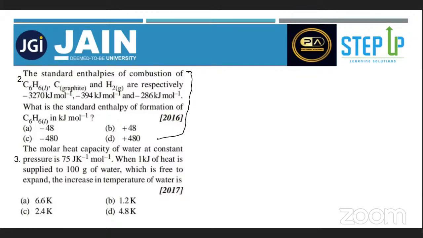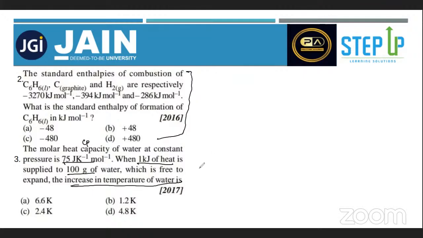Bottom says answer as C. Answer: molar heat capacity of water at constant pressure. So Cp is given to you. This is Cp basically. When 1 kilojoule of heat is supplied to 100 gram of water, which is free to expand, increase in temperature, delta T, I have to find out.